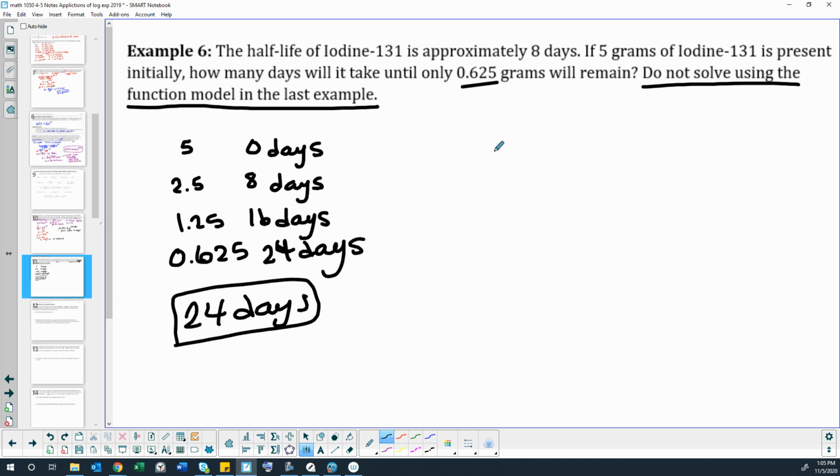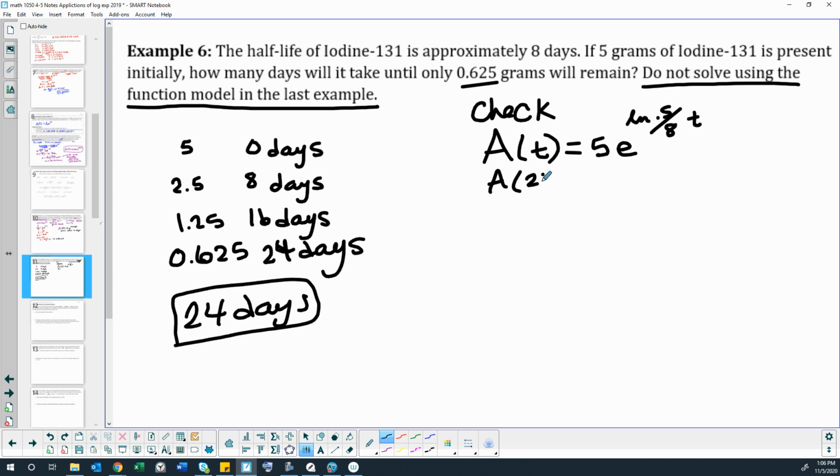Okay, now let's go to the formula we created in the last problem. We're going to use it to check our results. If my computer is going to stop lagging and cooperate with me, we will be great. So we're going to check A as a function of t would be 5 times e to the natural log 0.5 over 8 times t. Okay, so there's 2 ways we could verify this. We could either just plug in the 0.625 and solve this with a logarithm, or we could verify our answer by plugging in 24 for t. I don't know which way you want to do it. Maybe we should do it both ways.